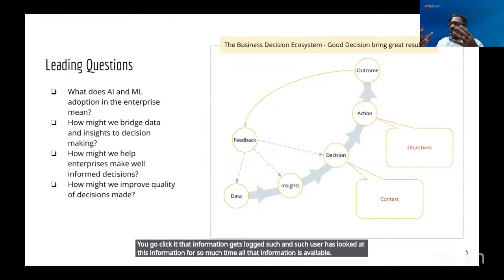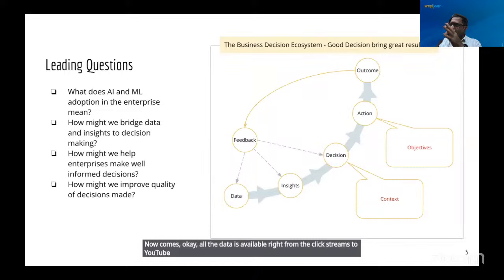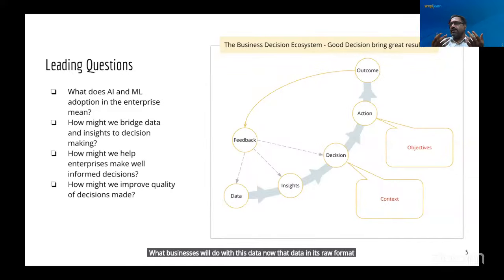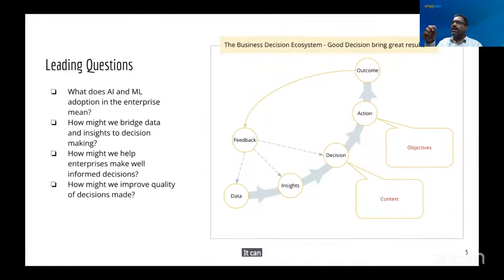Now all the data is available, from click streams to YouTube videos, viewing time, to everything. All the interaction is recorded in the systems. What will businesses do with this data? That data in its raw format is not much useful. It can be used for completing the transactions.